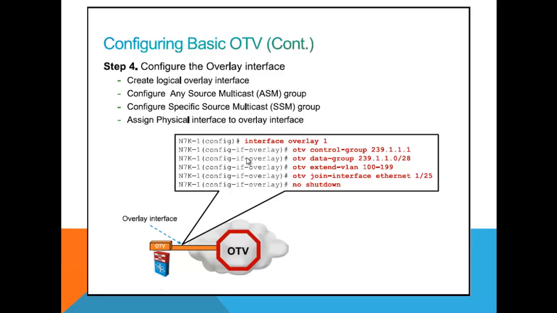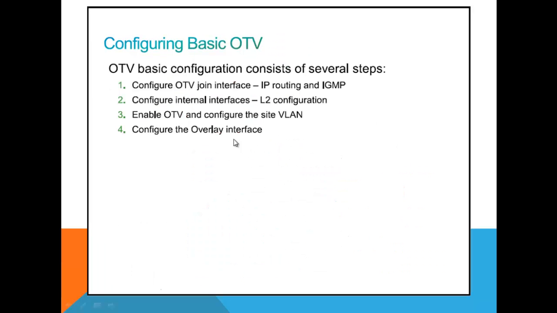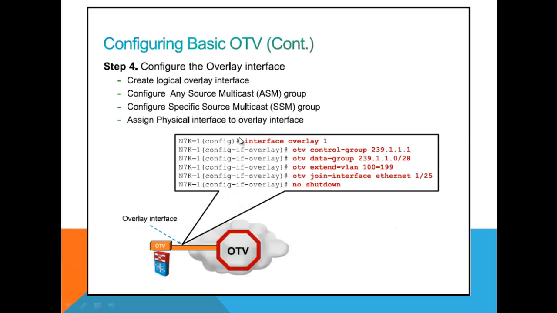Now this is the last step. Fourth step is configure overlay interface, where you are going to see something new. We create an interface called interface overlay. Give any number. Give any multicast address. In the exam, whatever they say, or if they have already configured, make sure on both sides it is the same IP address. And then, this is also very important, the subnet of this multicast group plus extend VLAN.